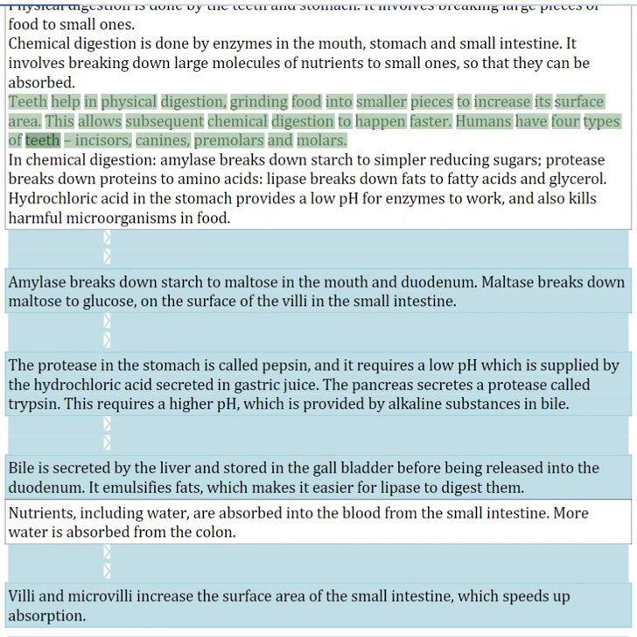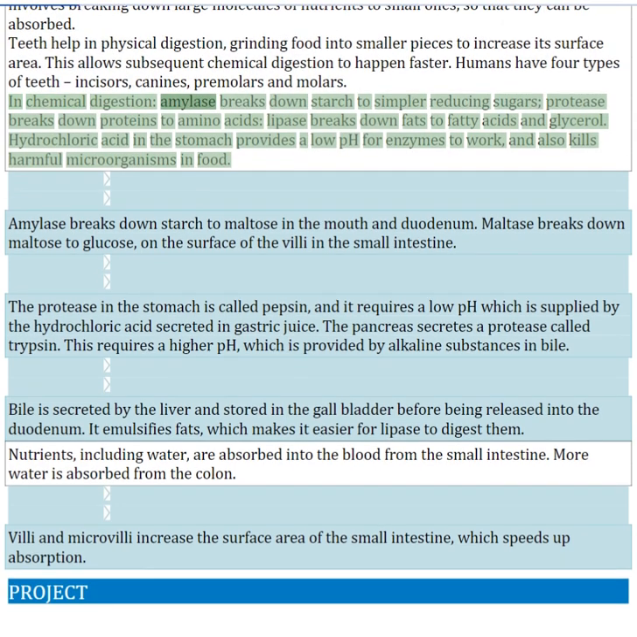Humans have 4 types of teeth: incisors, canines, premolars and molars. In chemical digestion, amylase breaks down starch to simpler reducing sugars, protease breaks down proteins to amino acids, lipase breaks down fats to fatty acids and glycerol. Hydrochloric acid in the stomach provides a low pH for enzymes to work, and also kills harmful microorganisms in food.